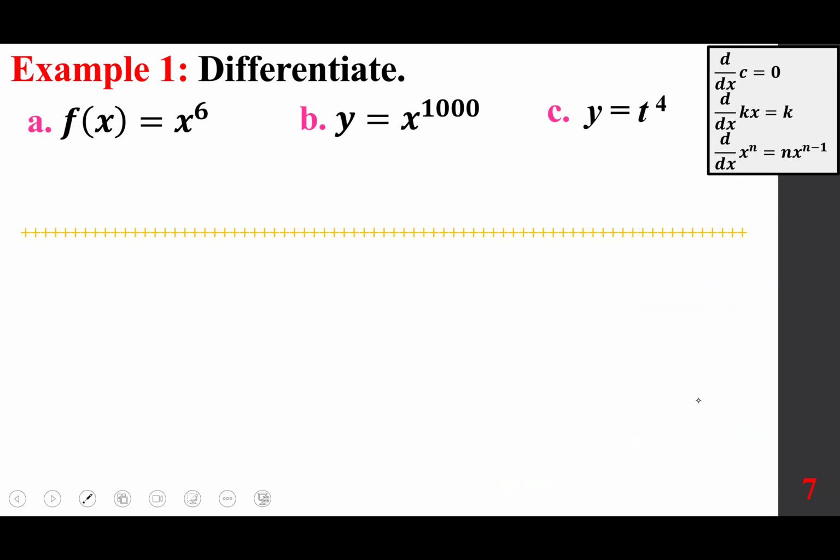Let's use the power rule for these cases. Simply put, the derivative of x to the power of n is n x to the power of n minus 1. So put this in front and take the exponent down by 1 notch. You get 6x to the power of 5.